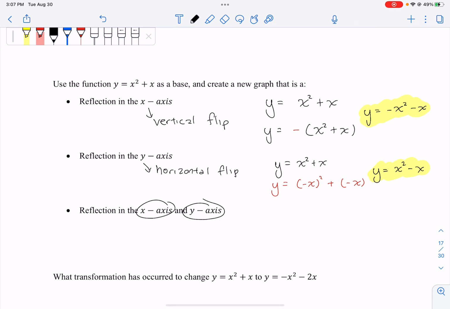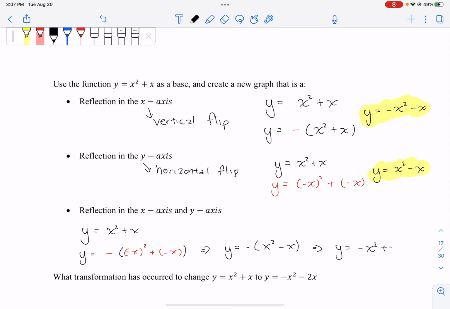Finally, here and here, y is equal to x squared plus x. Remember, we first put the negative on the outside, and then negative on the inside. So negative, x squared plus negative x. So we put the negative on the outside, and then we replace all the x's with negative x, which gives you y is equal to negative x squared minus x, which is y is equal to negative x squared plus x.